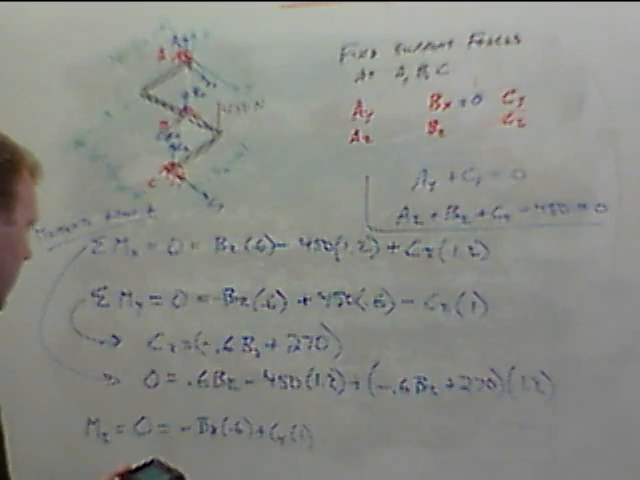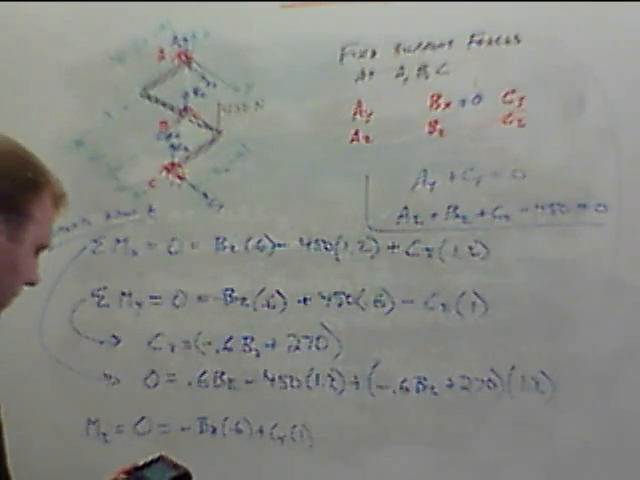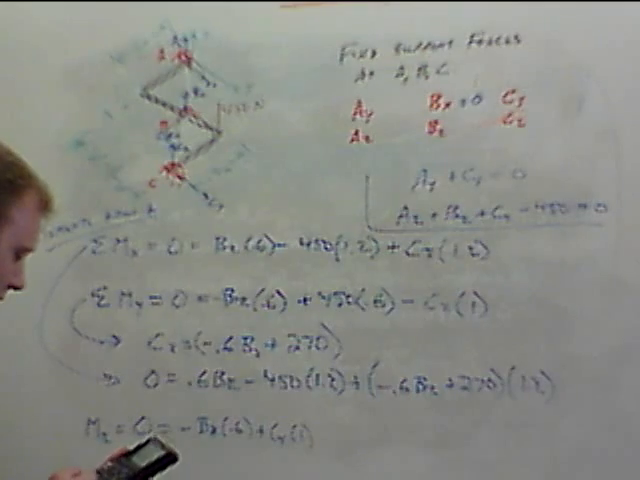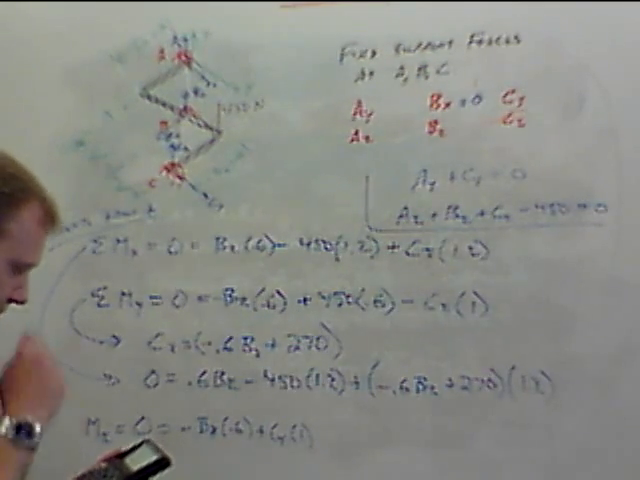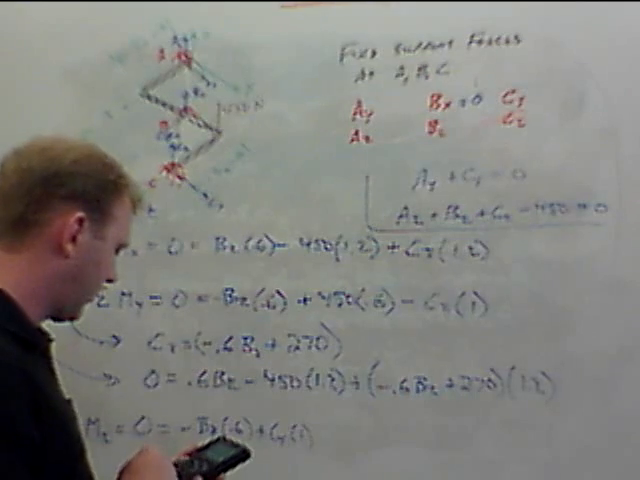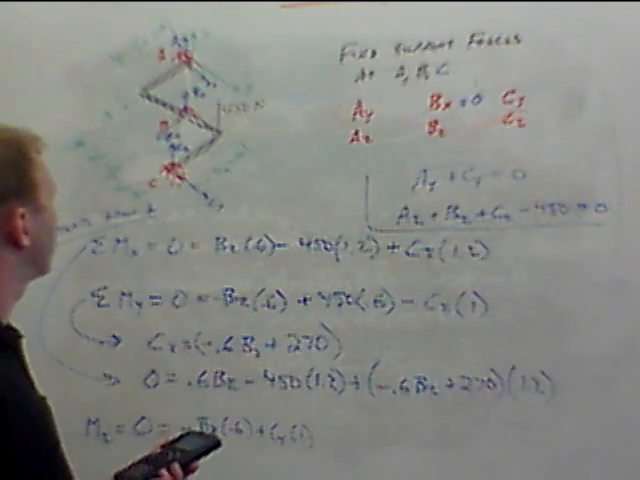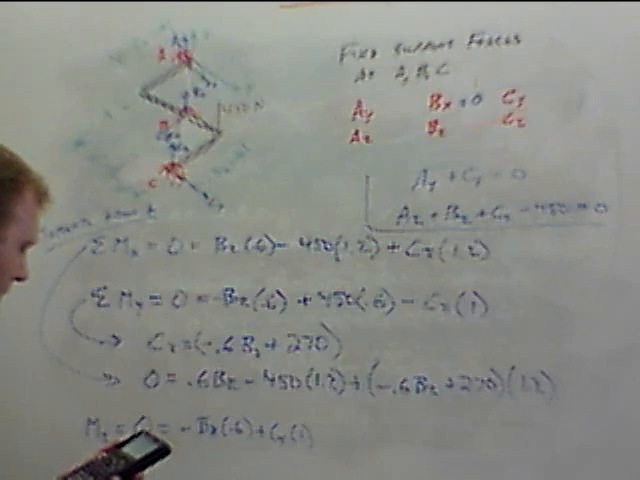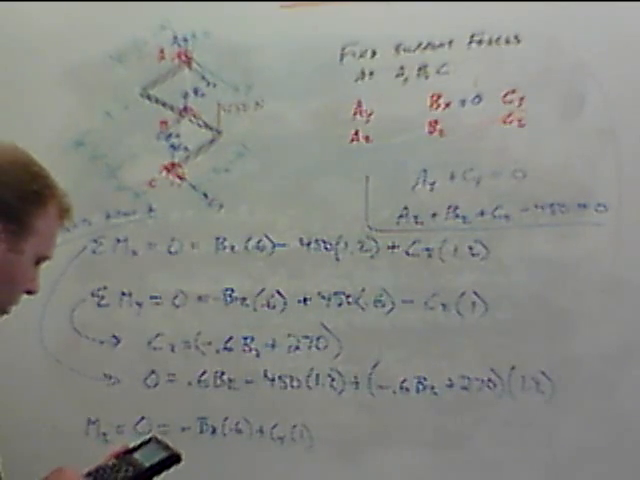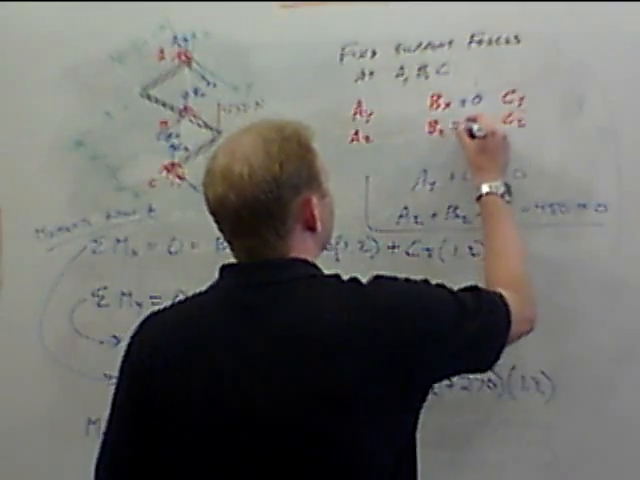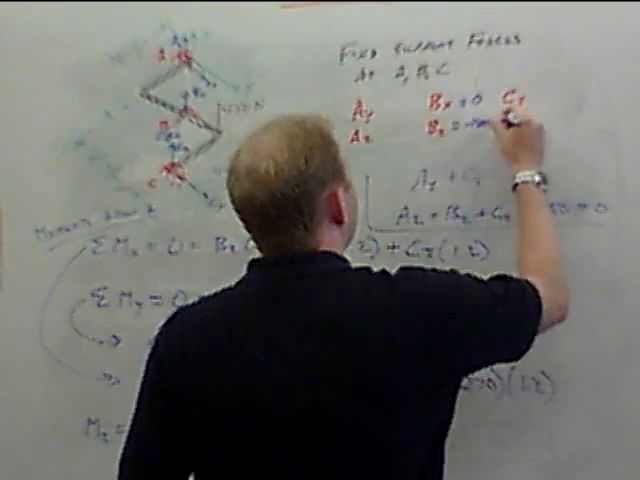Then we have 0.6 minus 1.2 times 0.6, which is negative 0.12. So Bz is going to be quite strong in the negative direction, but that's okay. Divided by that, it is negative 1800 newtons. So Bz is a negative 1800 newtons.